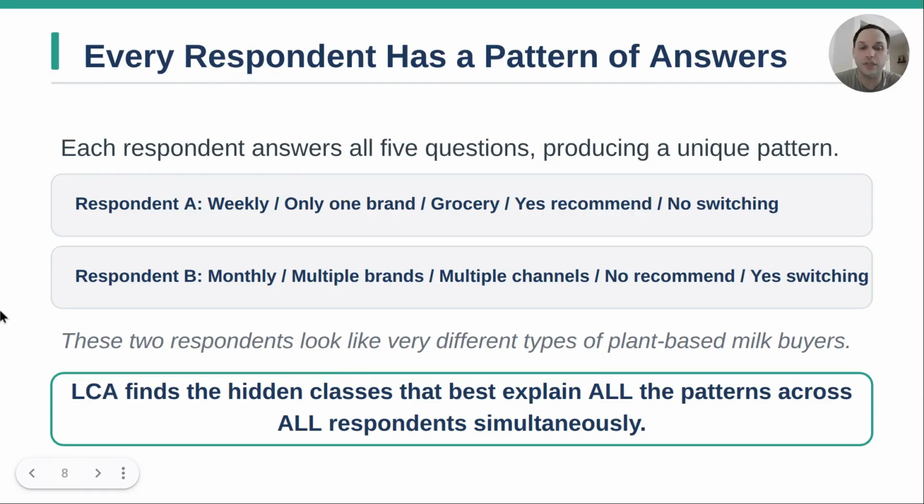Here's what the data actually looks like. Every respondent answers all 5 questions and produces a specific pattern. Take 2 contrasting examples. Respondent A buys weekly, only one brand, primarily grocery, yes to recommending, no to switching. Respondent B buys monthly, multiple brands, multiple channels, no to recommending, yes to switching. Those 2 respondents look like completely different types of plant-based milk buyers, even before you run any analysis. LCA takes all of those individual response patterns across all respondents simultaneously and finds the hidden classes that best explain why the patterns look the way they do.